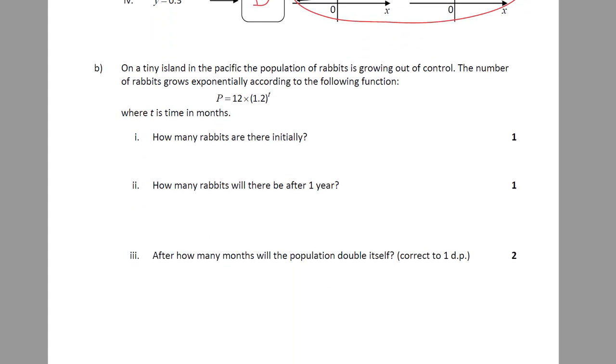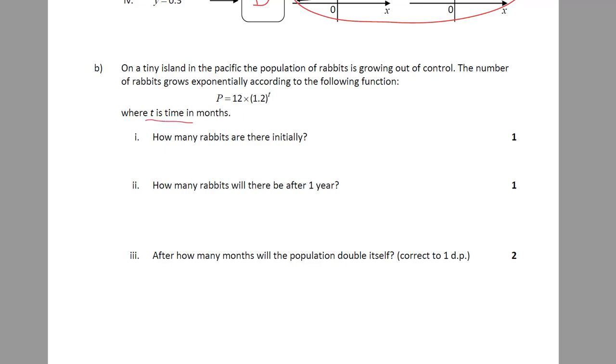Part B2. On a tiny island in the Pacific, the population of rabbits is growing out of control. The number of rabbits grows exponentially according to the following function. A few words: exponentially is just this whole topic, you know. Exponentially just means we've got this power up here. It's an exponential. So all of these exponential ones are actually very similar questions.